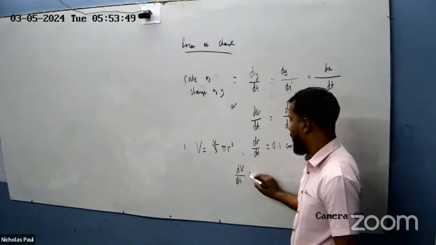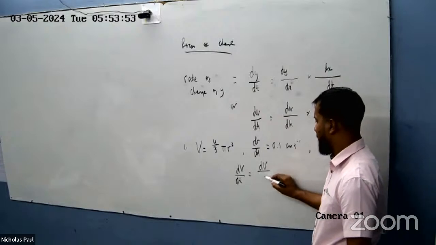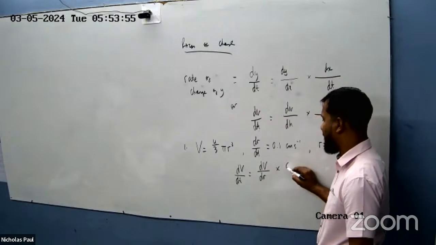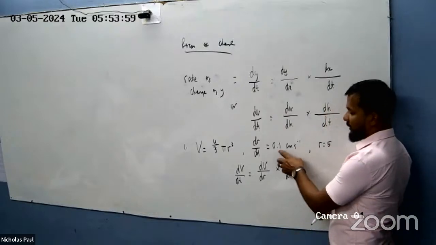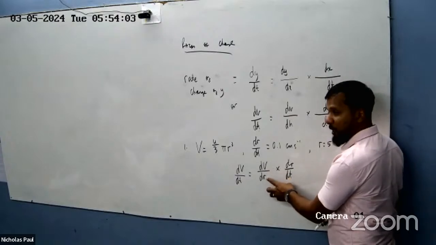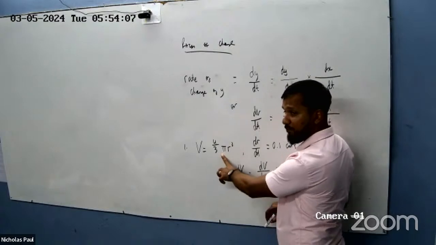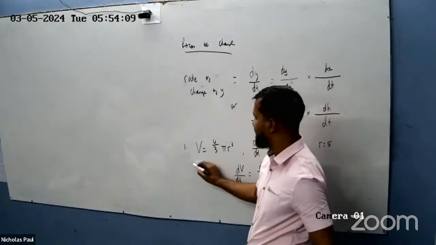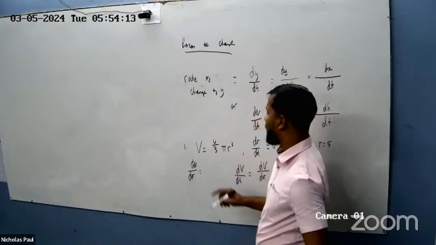So what would the formula be for dV dt? dV dr multiplied by dr dt. And we already have dr dt, so it's just to find dV dr. So we need an equation with V and r. We're going to use this here and differentiate that.